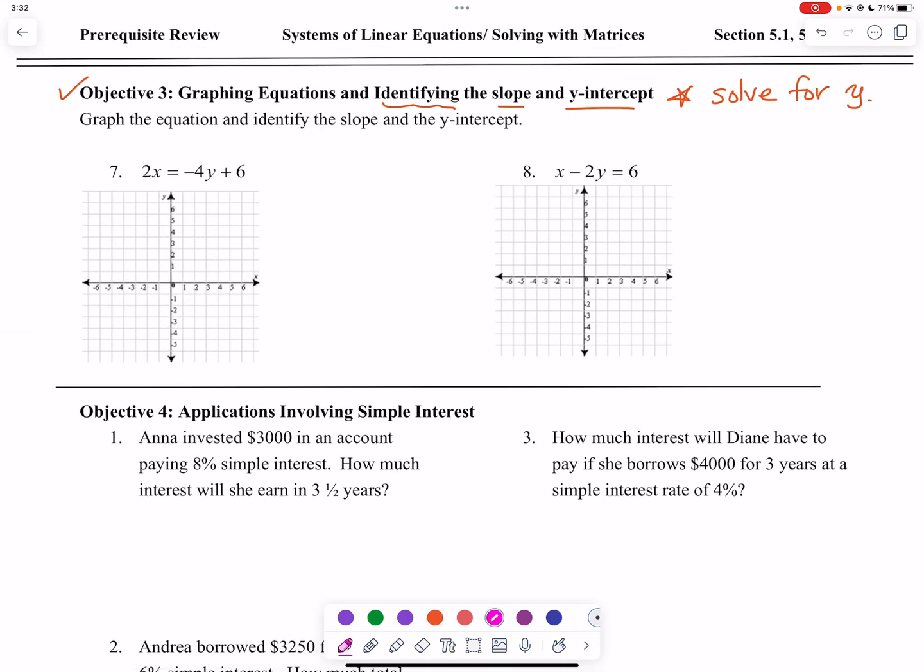Looking at number 7, I'll write this equation out here again, and we are going to subtract 6 from both sides. And now I'm going to divide every term by negative 4.